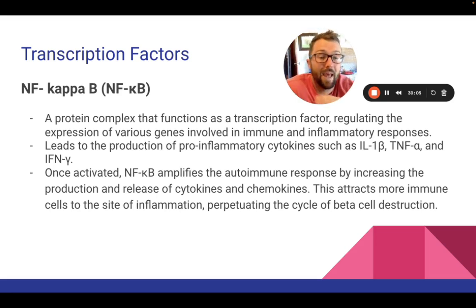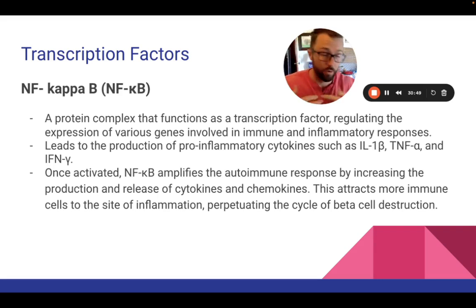But so NF-kappa B, the messenger telling the inflammation markers and the doers, the firefighters, what's going on and where they need to go. So once activated, NF-kappa B amplifies the autoimmune response by increasing the production and release of cytokines and chemokines. So it's playing that note on the piano, playing all the genes for recruiting all the firefighters to come in. This attracts more immune cells to the site of inflammation and helps perpetuate that cycle of beta cell destruction.